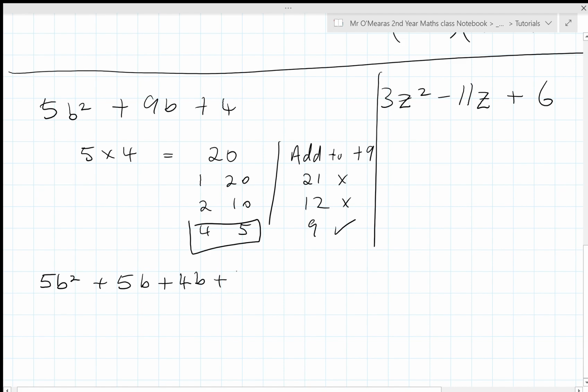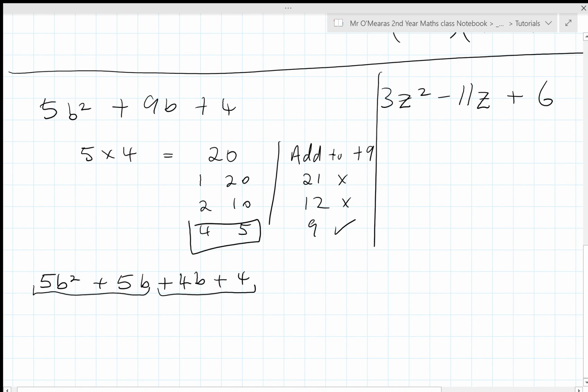I'm putting them this way around because I know that I'm going to be factorizing by grouping in the next step, so I need to have the 5 and the 5 together and the 4 and the 4 together. It's not essential, but it just makes it a little bit easier and neater. So I've rewritten out the original expression. The only change I've made is I've taken the 9b and rewritten it as 5b plus 4b, which, as we all know, still adds up to 9b.